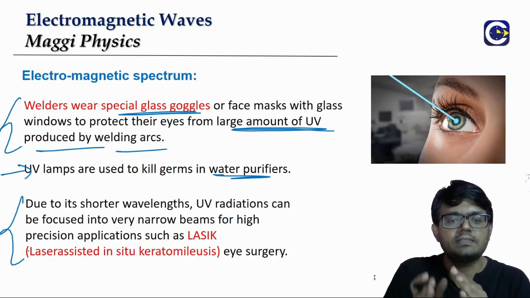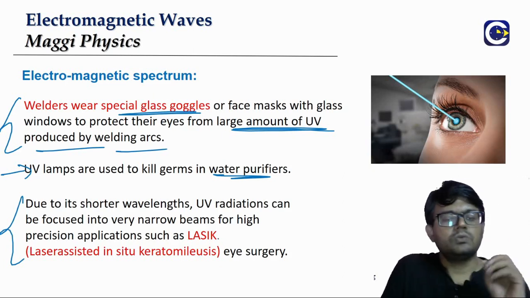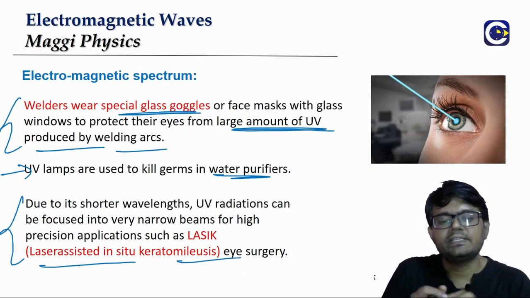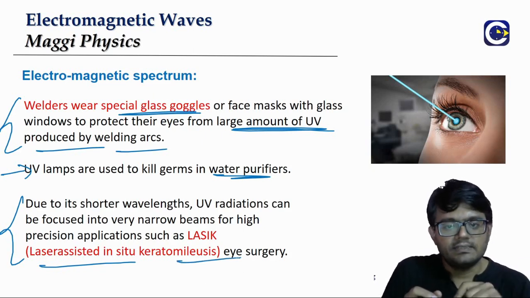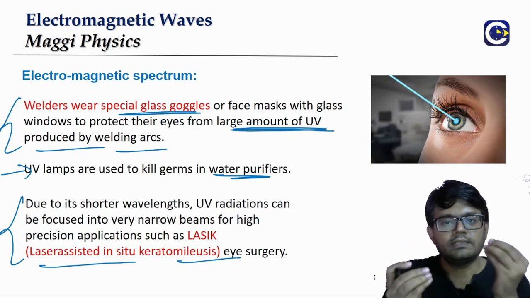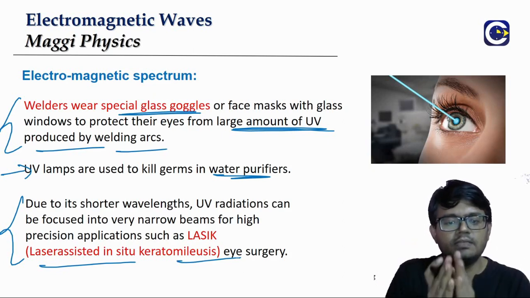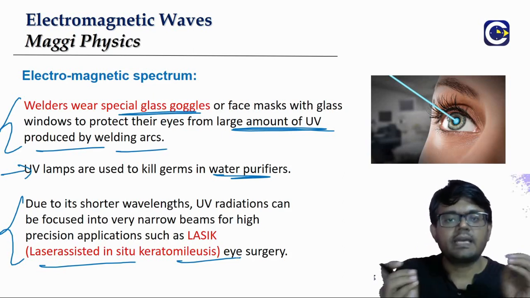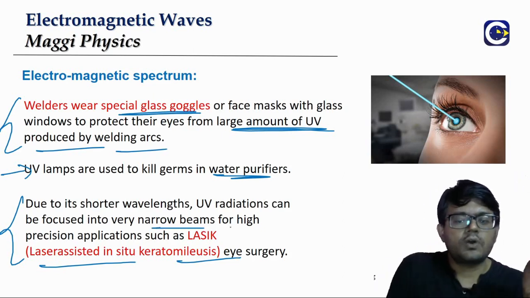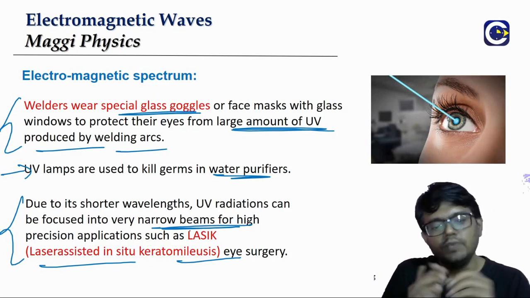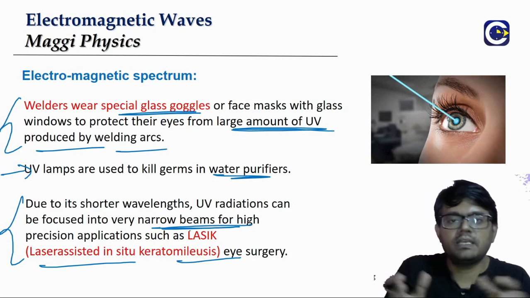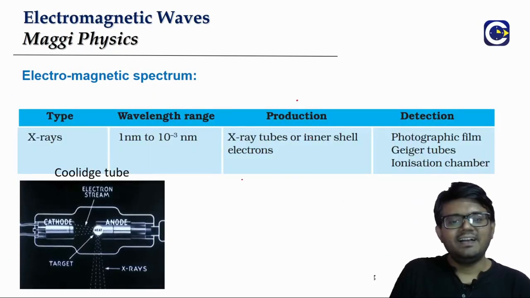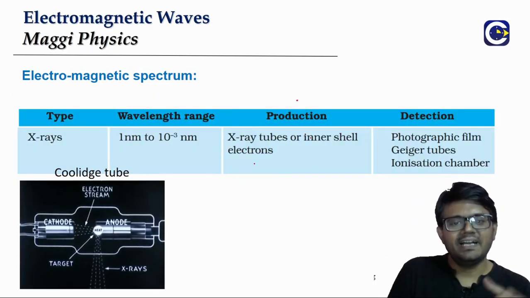very specific applications, like LASIK. LASIK is a short form for laser assisted in situ keratomileusis. What is it? Basically it's a surgery. In it, the curvature of the eye lens can be corrected by using what? The narrow focused beam of these UV rays. Okay, so in such specific applications we can be using the ultraviolet rays. Next, look, we are getting into the higher energy level.